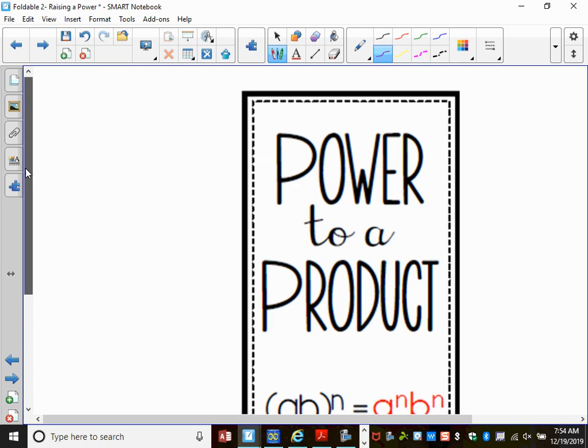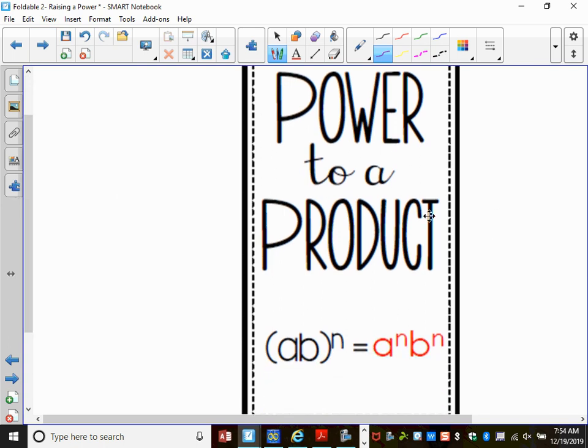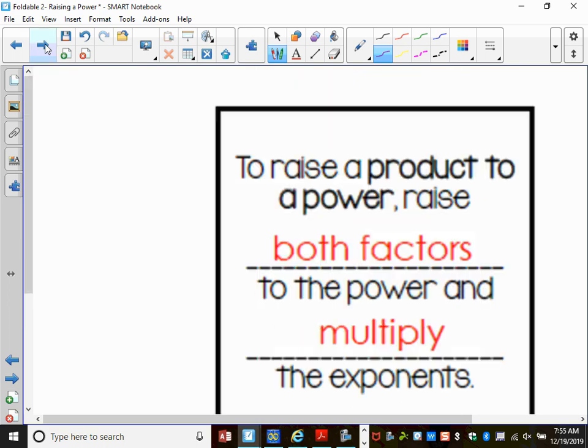Okay. Then we have a power to a product, because now you have more than just one term or one variable inside. So if you have multiple things inside, then each thing has to be raised to that power. As we know, every variable has an exponent. If it's invisible, it's 1. And every number has an exponent, which is 1 if it's invisible.